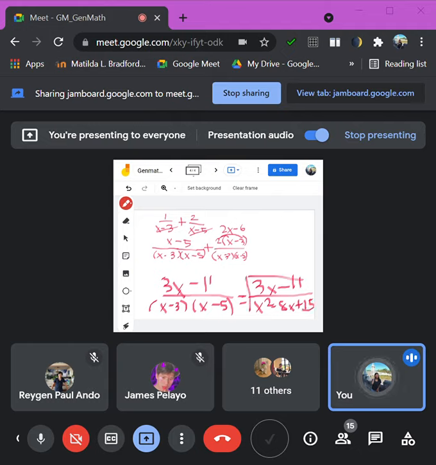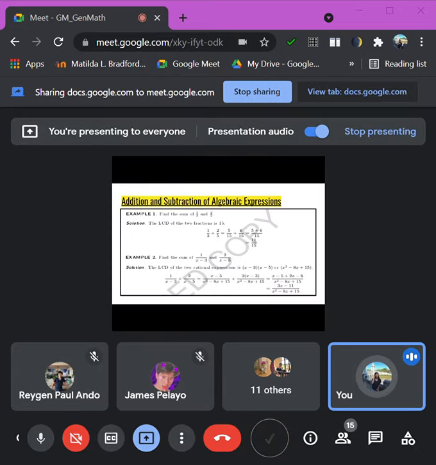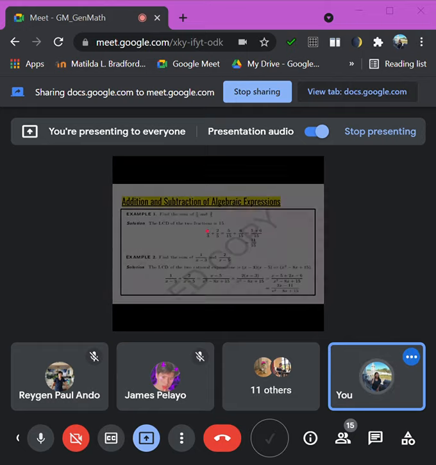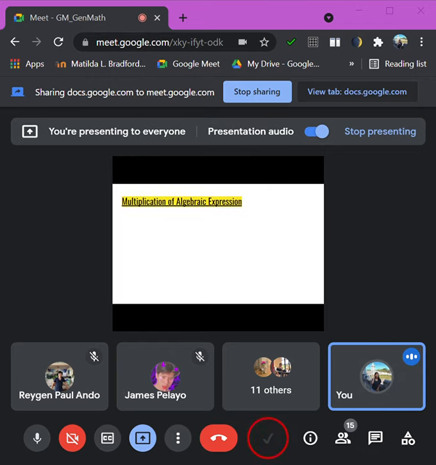Okay, this is a review, class, but it already takes a lot of time. How much more for our operations and functions. I actually have it here on my screen, but I will just show it to you so you can go over addition and subtraction of algebraic expressions well. So this time is the multiplication.